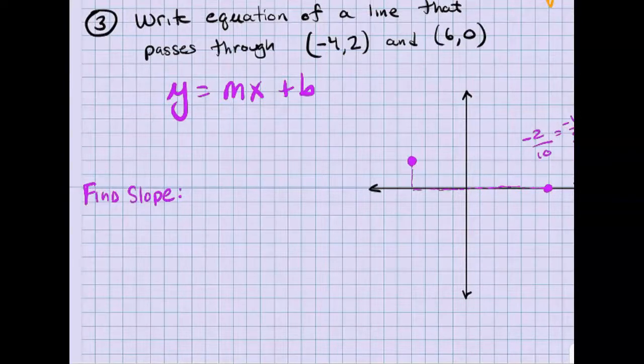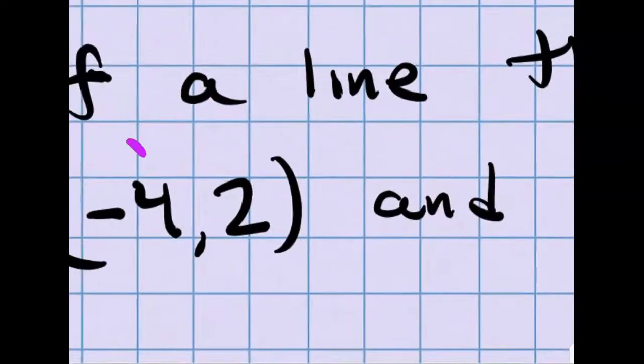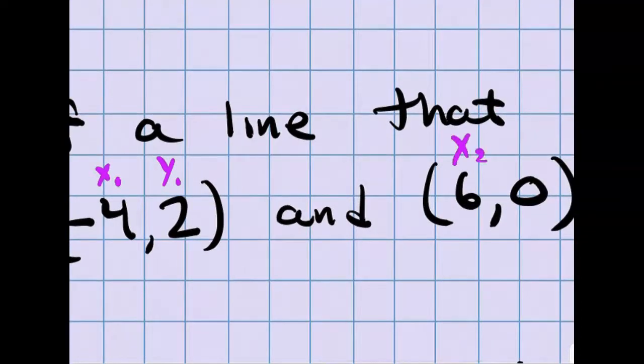But the slope formula is y2 minus y1 over x2 minus x1. That is your slope formula, which you came across at some point in algebra, but I'll treat it as if it's new. It's the second y minus the first y over the second x minus the first x. So if you go up here, let's see, that would be the first x, that would be the first y. That would be the second x, that would be the second y.